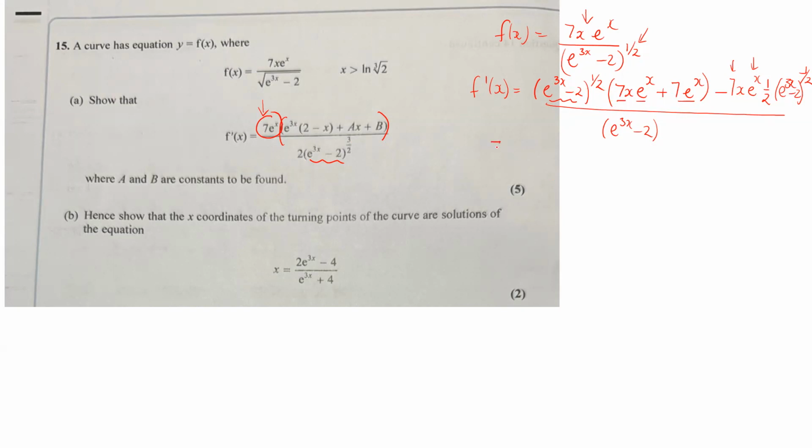Everyone with me? So I'm going to go 7 e to the x, and then I'm going to do my e to the 3x minus 2 to the half, and then I've taken 7 e to the x, so I'm going to have an x minus 1, minus, I've taken 7 e to the x, so I've got x over 2 e to the 3x minus 2 to the minus a half. And then that will all be over that common denominator.